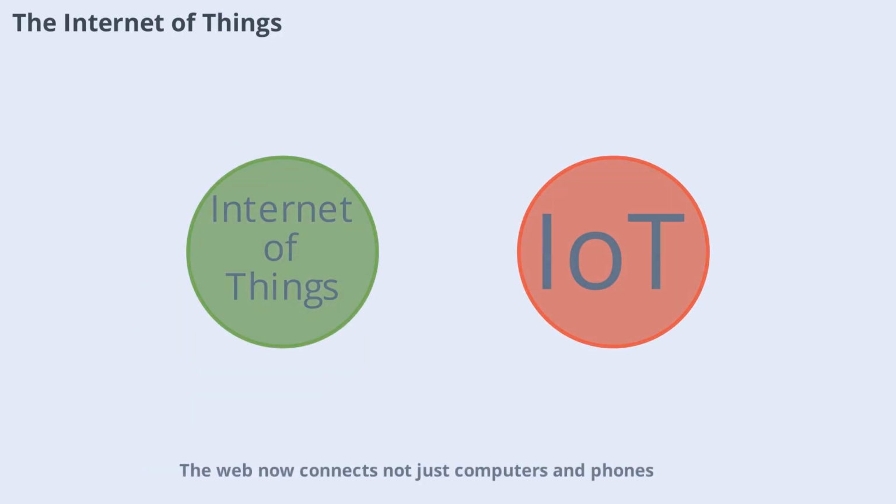Web now connects not just computers and phones, but also everyday objects like appliances, cars, and wearable devices. This network of connected devices, known as the Internet of Things (IoT), is making our lives smarter and more efficient. IoT relies on the web to collect, share, and analyze data in real time.